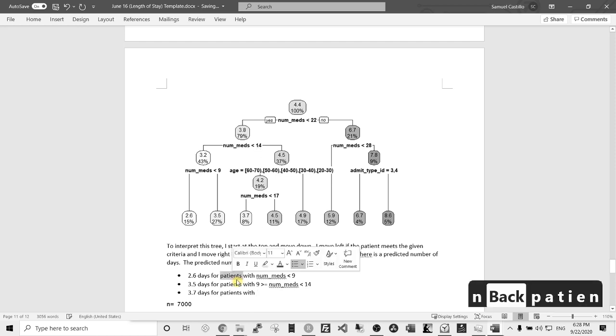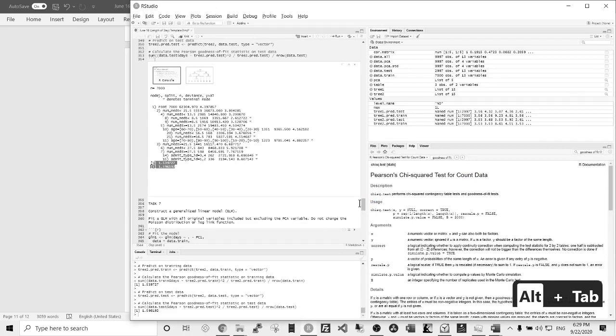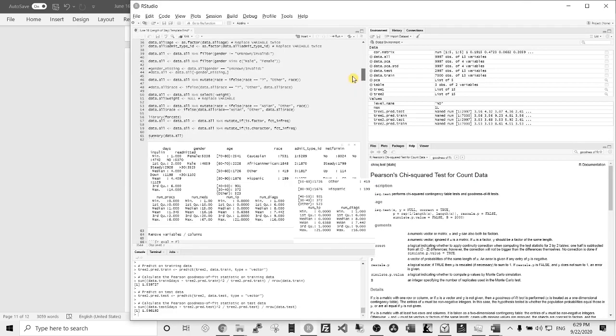Let's just get rid of this "patients." 2.6 days when, 3.5 days when num meds is less than 14, and the age is going to be 6, 7, 5, 6, 4, 5, 3, 4, 2, 0. So this means age is either 0 to 10, or is there a higher value like 80 to 90? What's the maximum value? We have to go back to our initial data. Age, so 80 to 90 count or other.